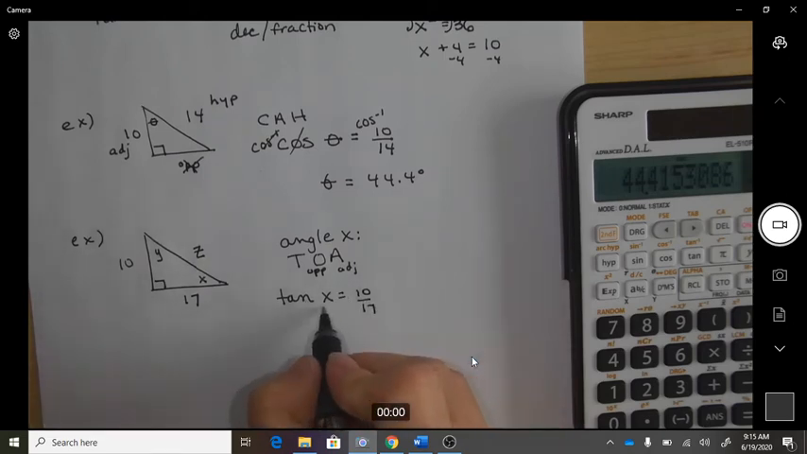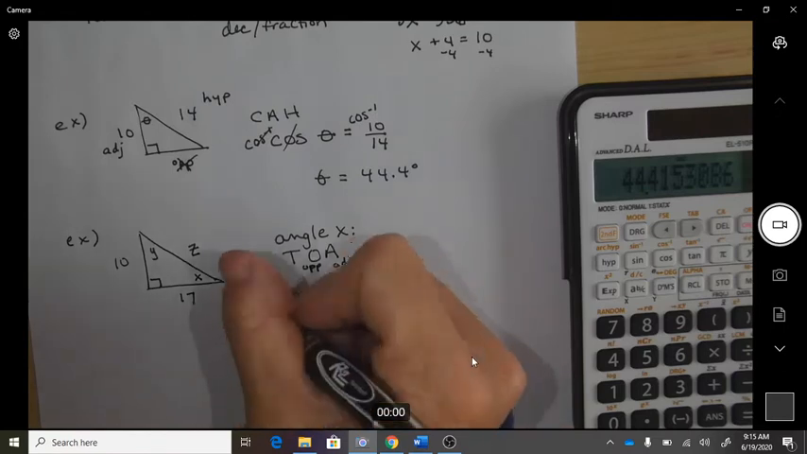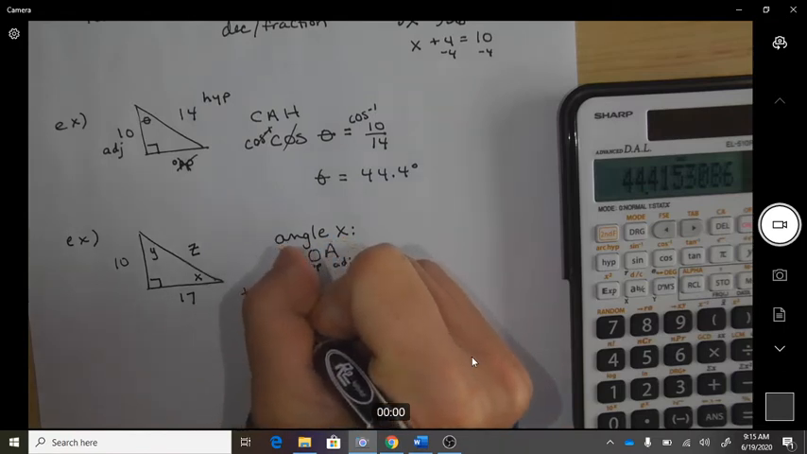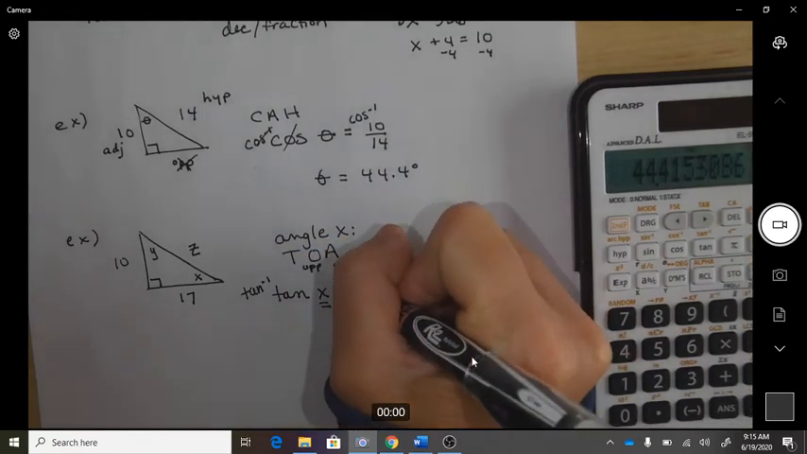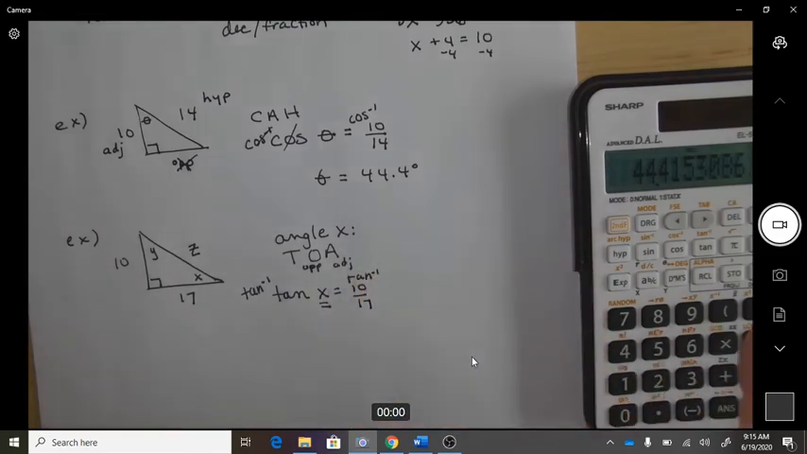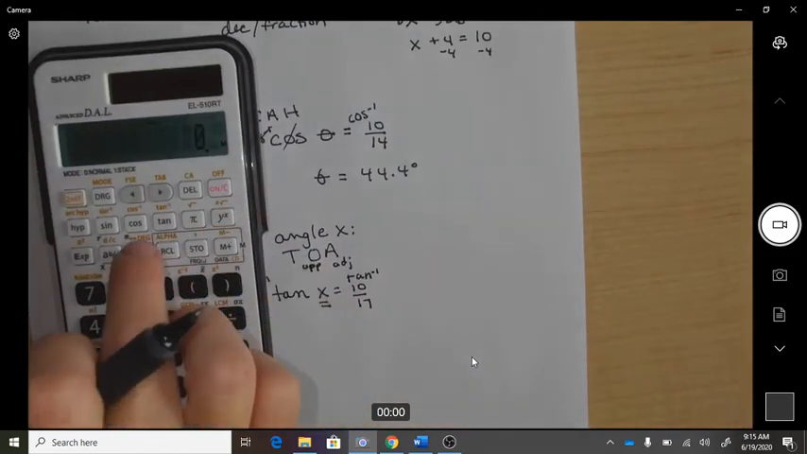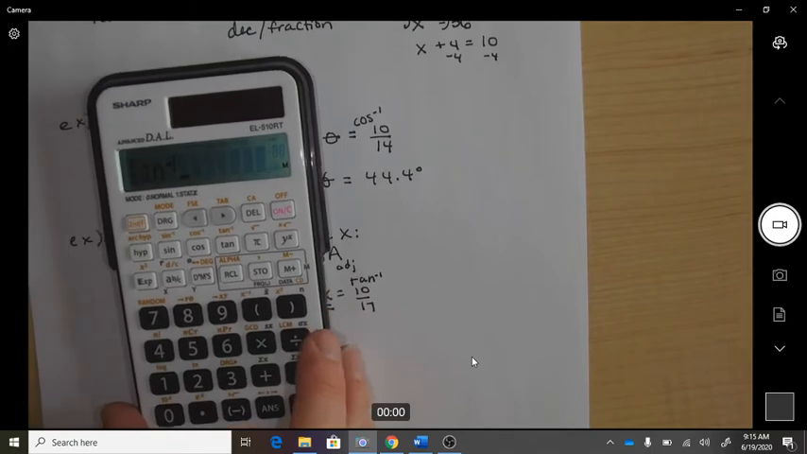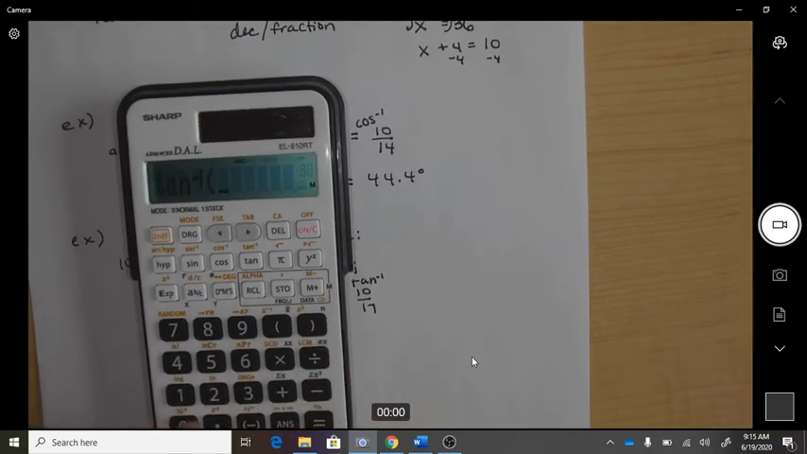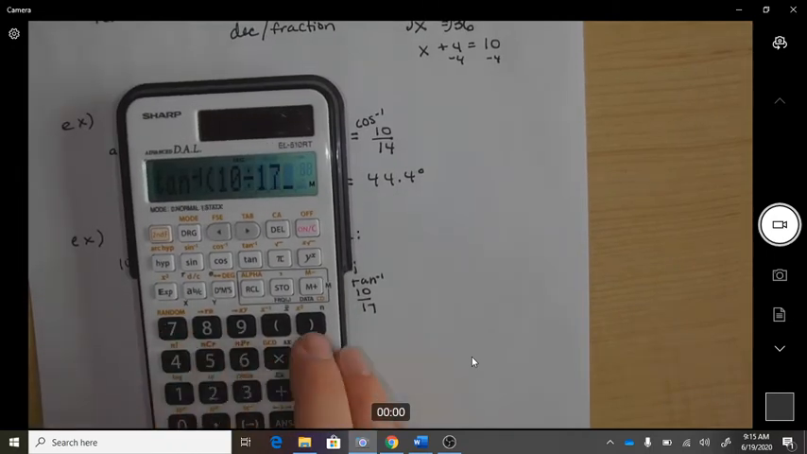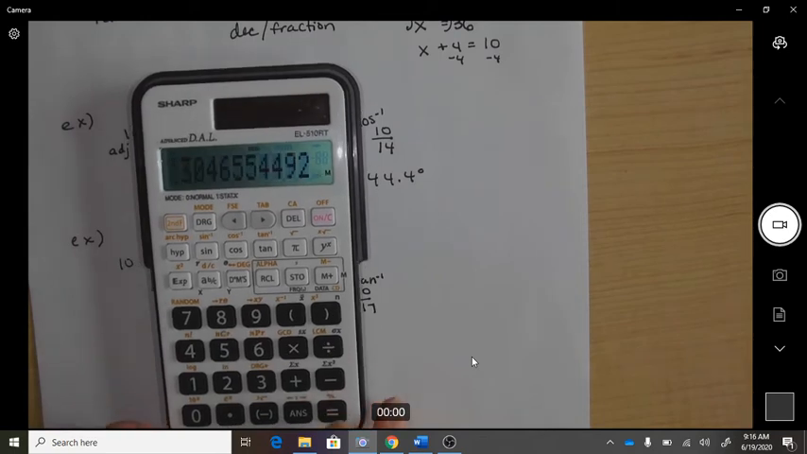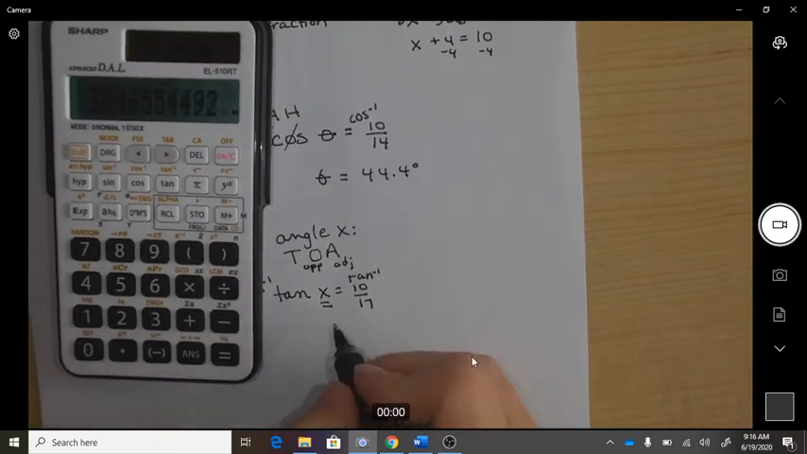Okay, so how do I get x alone? I need to get rid of tan, so I tan inverse it, which means I do that to that side. Second tan, and again I'm a fraction, so 10 divided by 17, and I get 30.5 degrees.